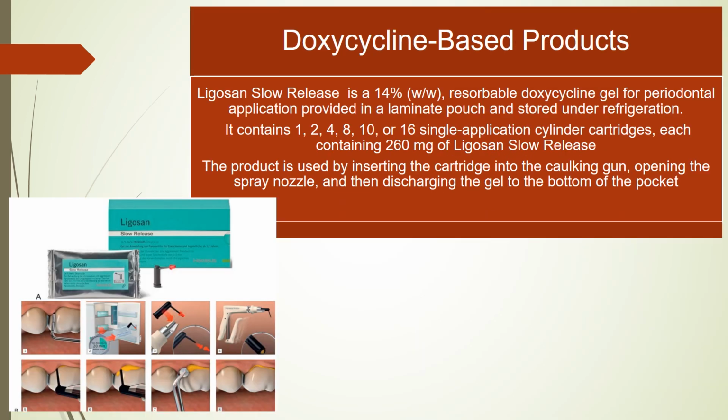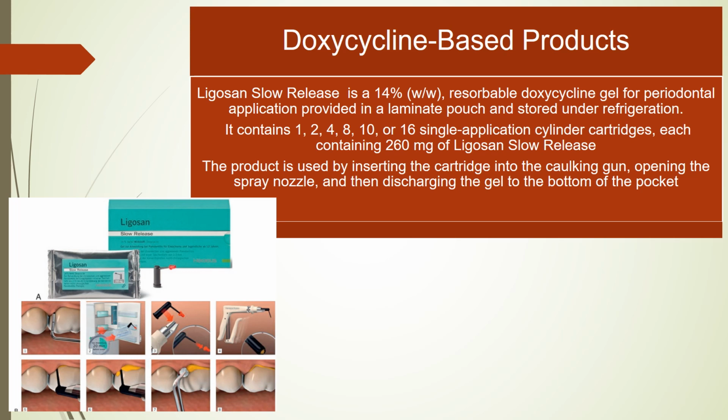Coming to doxycycline based products, under that Ligosan Slow Release, it is a 14% resorbable doxycycline gel for periodontal application provided in a laminate pouch and stored under refrigeration, which contains 1 to 4, 8, 10 or 16 single application cylinder cartridges, each containing 260 milligram of Ligosan Slow Release. It is used by inserting the cartridge into the applicator gun and opening the spray nozzle and then discharging the gel into the bottom of the pocket.